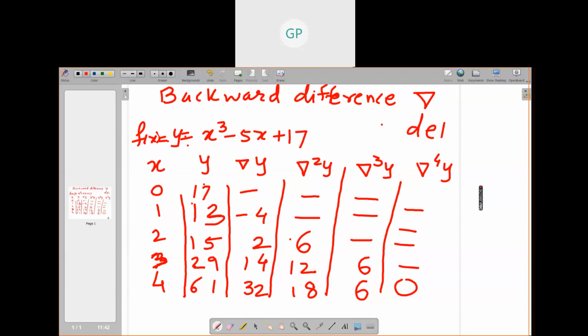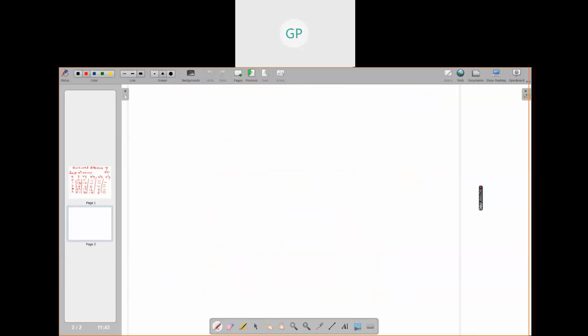So it works like derivatives. Have you understood both the operators, delta and del? Yes, ma'am. Yes, there is no problem.